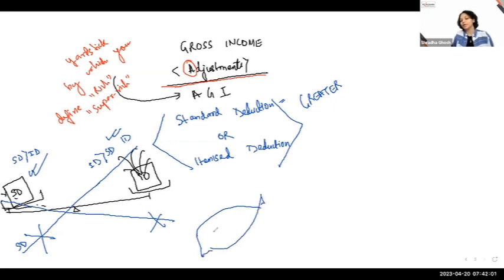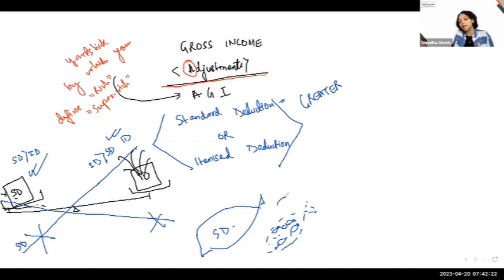Okay, so this is your standard deduction. And then imagine a lot of small fishes, which will all come together and be a big fish. This is your itemized deduction. Do you understand what I'm saying? So all of these small fishes coming together, and then they are fighting with the whale. If the whale wins, you take the whale. If the smaller fishes win, then you take the smaller fishes.